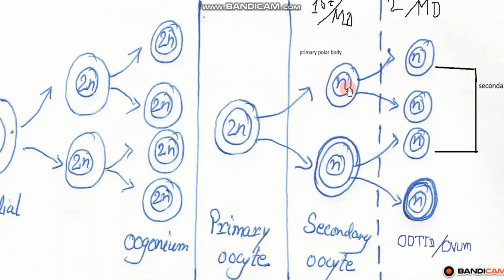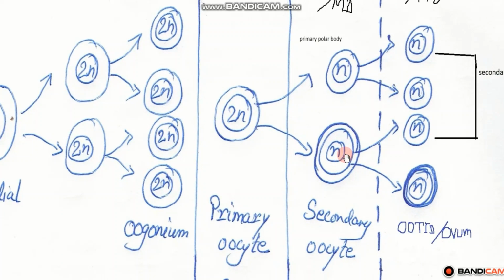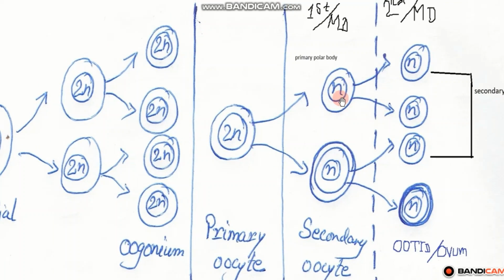The small one is known as the primary polar body. This primary polar body contains a lesser amount of cytoplasm and fewer organelles. It is not good for division, and it is very premature, so it is known as the primary polar body. But this cell is a normal cell, and it is good for division. So this primary oocyte divides into two unequal cells after the first meiotic division.